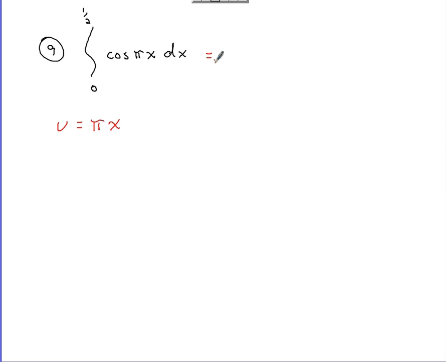So replace pi x with u, meaning the new problem is going to take on the form where we're integrating the cosine of u. Now that takes care of this piece right here. We still have to account for the dx.